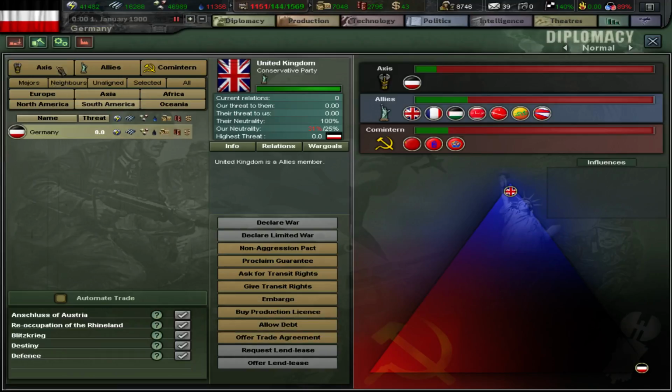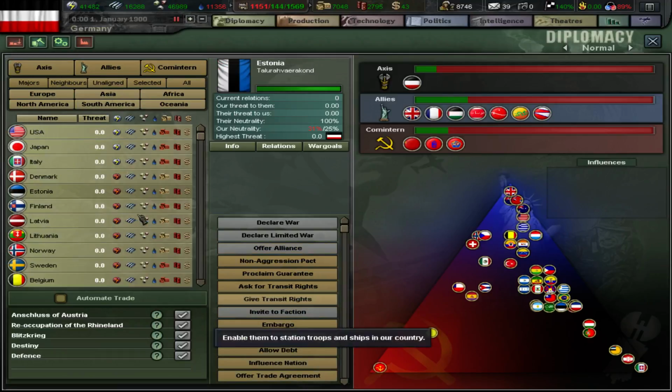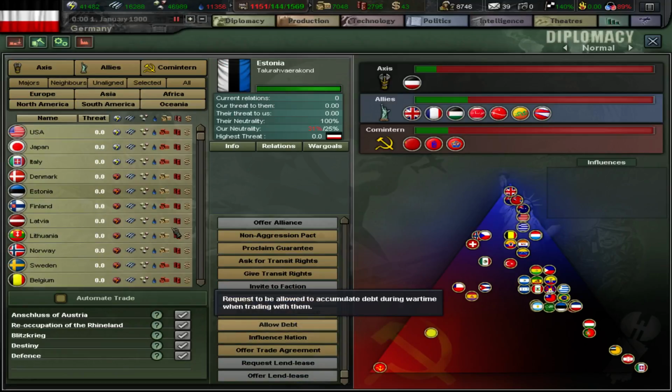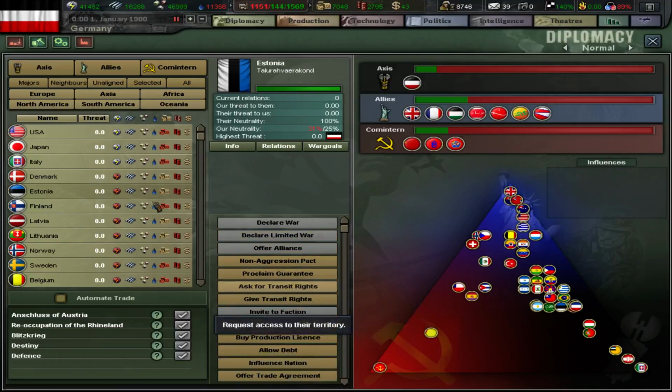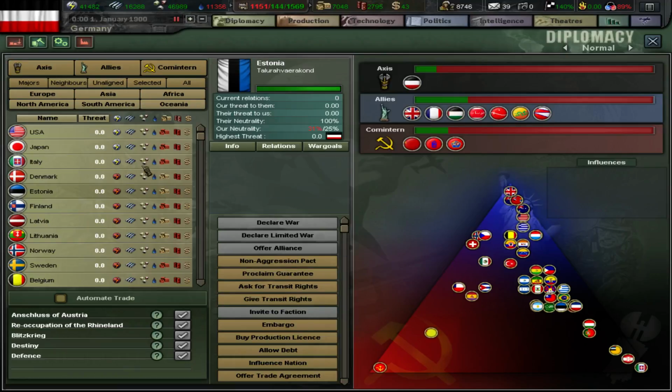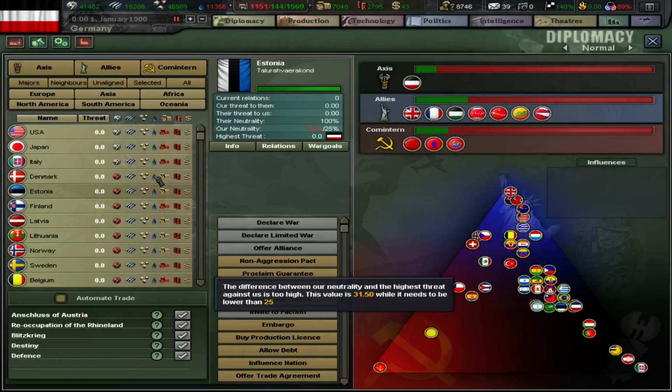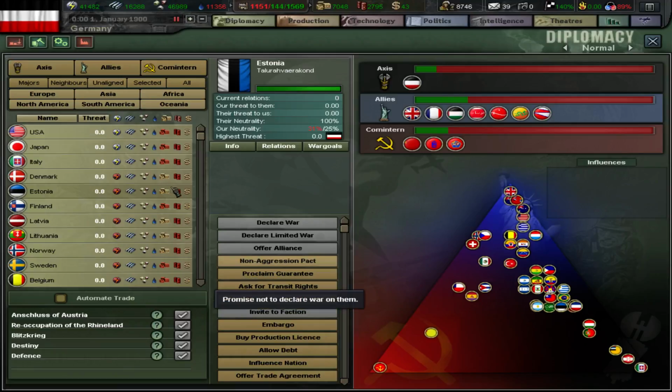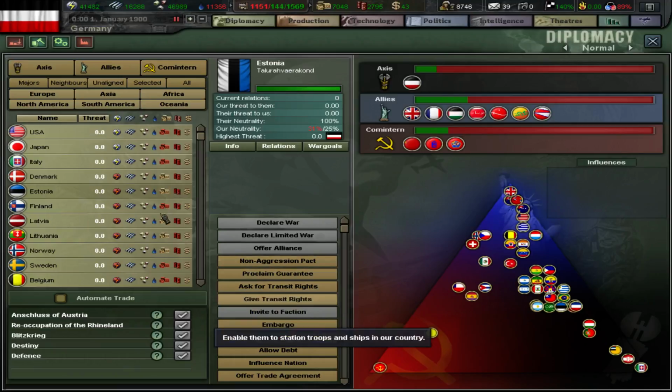You can also offer, if it's an unaligned group, I believe you can do something, but here we go. So with this one there's a couple different options, like for example offer alliance. It's not to join the Axis power. If you offer them alliance, they don't join your faction. The offering of the alliance basically means it's kind of like a defense pact almost. Non-aggression pact, promise not to declare war on them, same thing.